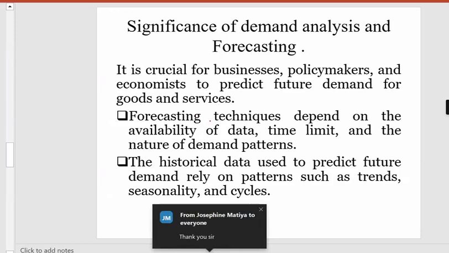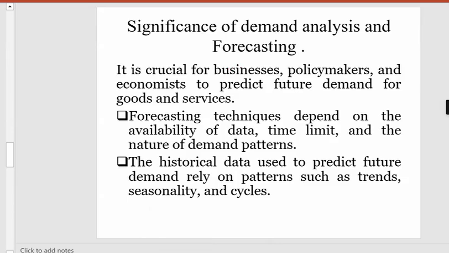Lastly, kuna vitu hapa niliongelea, it's about the significance of demand analysis. The main advantage or significance of this is very crucial for businesses, policymakers, economists to predict the future demand for goods and what? And services. Kwa sababu it's all about forecasting. So you can use this data or demand analysis to predict or to forecast. Using those data to analyze, unaweza ukapredict pattern or trend.